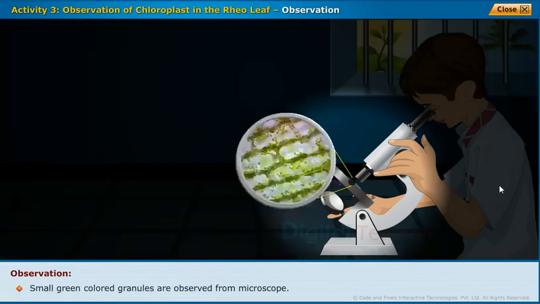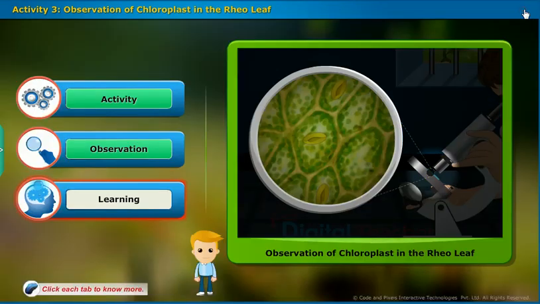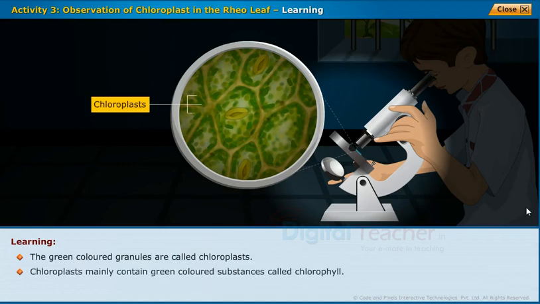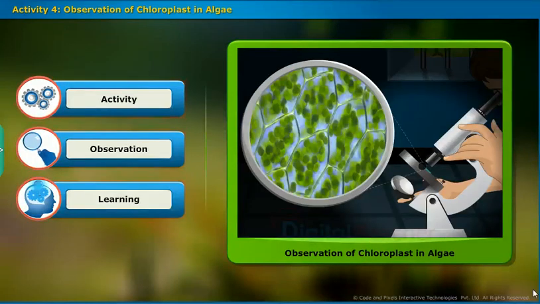Small green colored granules are observed from microscope. The green colored granules are called chloroplasts. Chloroplasts mainly contain green colored substances called chlorophyll. Here, let us perform an activity to observe chloroplast in algae.